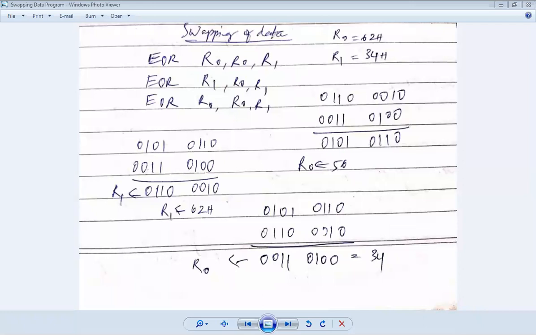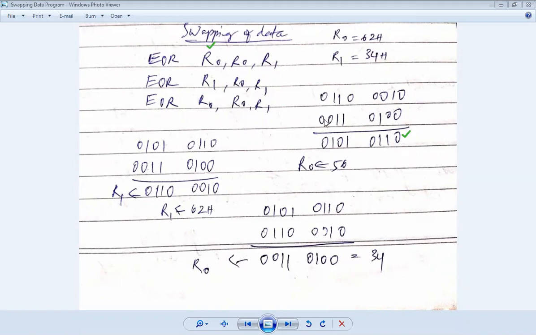Once I get this value, this is my new value, and this is sitting in R0. Remember, R0 has an updated value now. It doesn't have 62, but it has 0, 1, 0, 1, 0, 1, 1, 0. So this is the new value for R0.